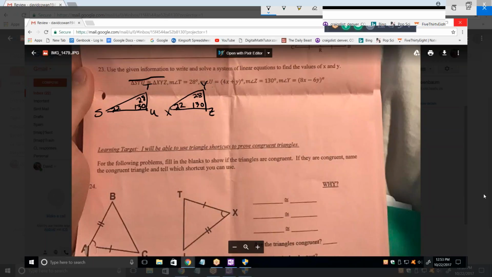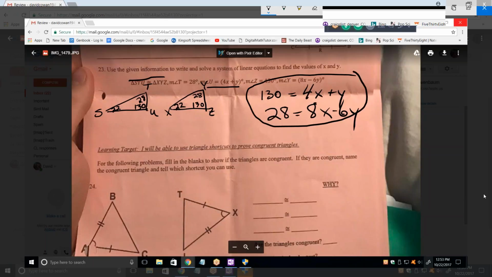So if I take this equation right there, the measurement of angle U is 130, and that's equal to 4x plus y. And the measurement of angle Y, which I know to be 28, is equal to 8x minus 6y. So there is the system of two equations that we came up with. And now we can solve for x and y.